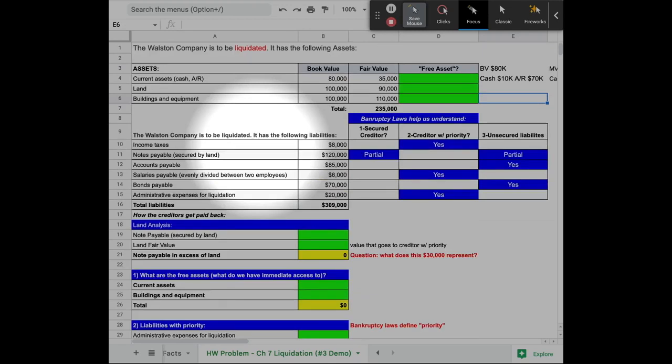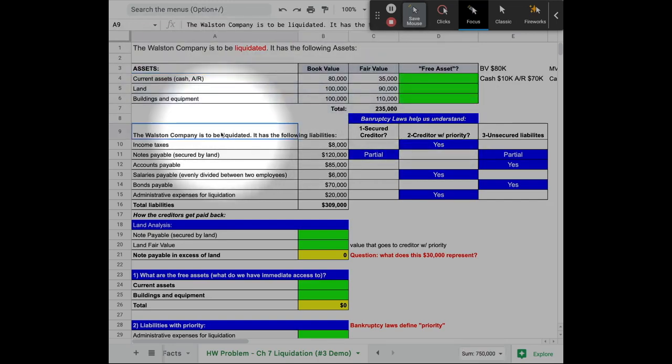So what I'm doing is I'm providing you the solution, and I want you to take your time doing it. So we're going to walk through these together on the screen here. You do the same thing on your end. So the first thing to note is that we're given information about Walston Company. The company is going out of business, and we're given asset information and then liability information. So this is some balance sheet data.